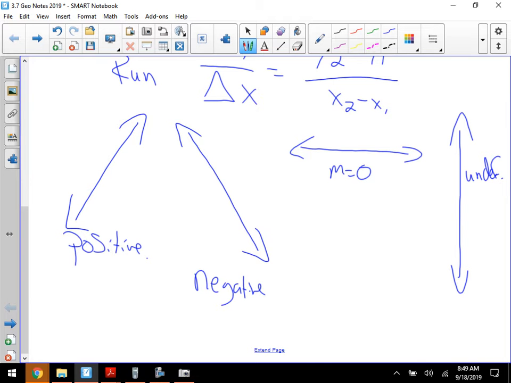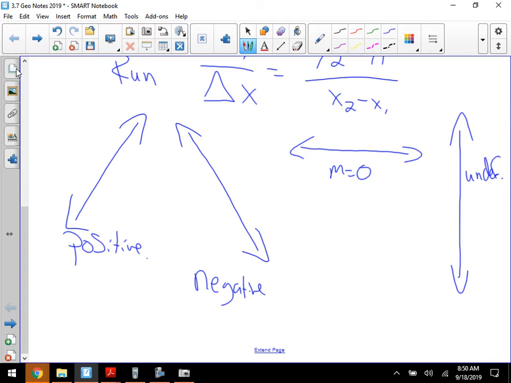What about the straight line? Aren't they all straight? Straight up and down, is that what you're talking about? Yeah. Right here, it's undefined. See the U? It's an undefined slope.